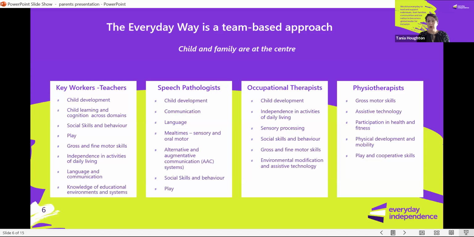For physiotherapy, they might bring them in around physical development and mobility and really get some specific ideas about how to ensure that child is more mobile and physically fit to be able to participate in their environments.